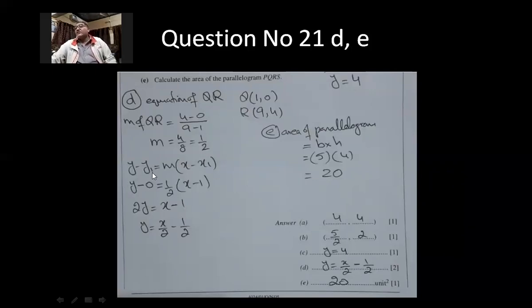Now I will use this equation to find the equation of the line: y minus y1 equals m(x minus x1). I'm going to use this first point and this gradient. In the place of x1, y1, I will put this point, and m will be 1 by 2. So you will have y minus 0 equals 1 by 2 times (x minus 1). This 2 will go to the other side. You will have 2y equals x minus 1. So this 2 will come downstairs under both of these. So you will have y equals x divided by 2 minus 1 by 2. So this is the equation of the QR.